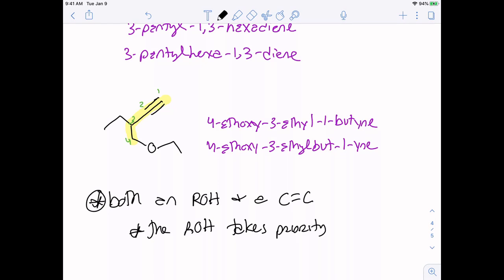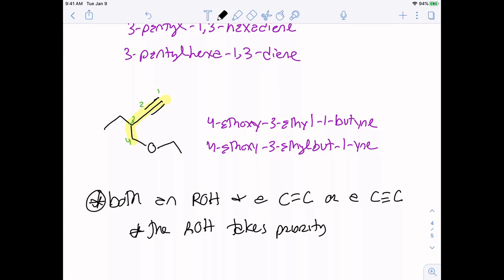Let's do this. If I have both an alcohol and a double bond or a triple bond, the alcohol is going to take priority over both of those. So if I have an alcohol and an alkene, the alcohol takes priority. If I have an alcohol and an alkyne, the alcohol takes priority. Essentially for us in this semester, in 236, you're going to add a lot of other functional groups. But in 235, the alcohol is going to be the highest priority group we have.